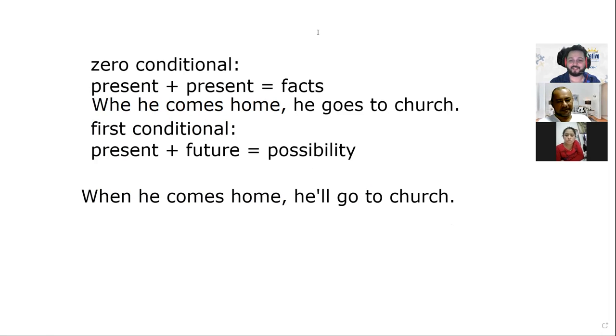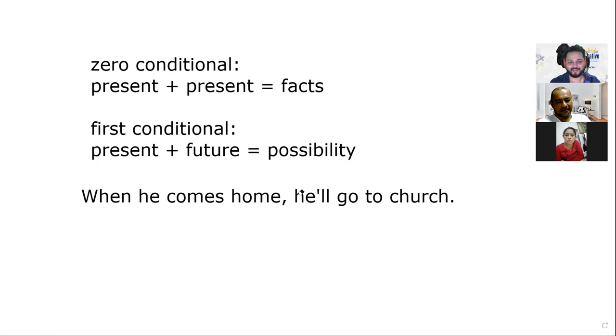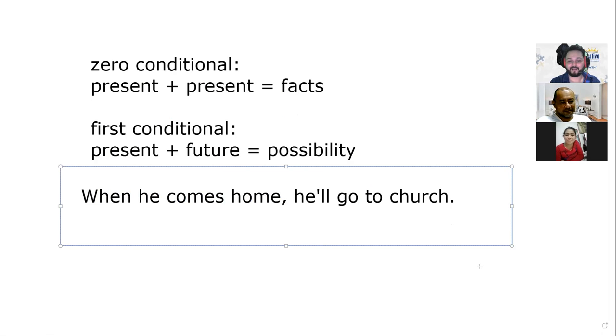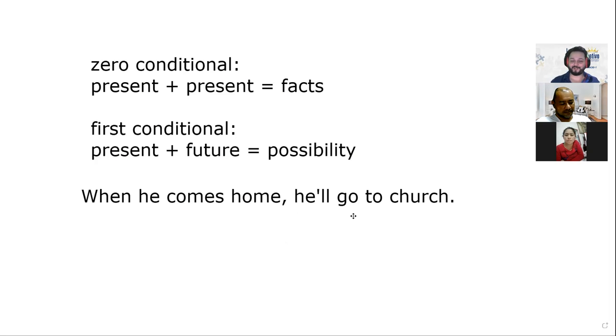Okay. All right, olvídate de ese ejemplo. That's all you have to do, okay? Use this structure, all right? When he comes home, he'll go to church, okay? Cuando él venga a casa, ya no es viene, sino que cuando venga a casa, right? He'll go to church. Do not translate, okay? No deberías estar traduciendo, right? All right, remember, this is simple present, and this is simple future. Equals possibility, right? Possibility in the present or in the future, okay? Yes, I got it. Right, very good.